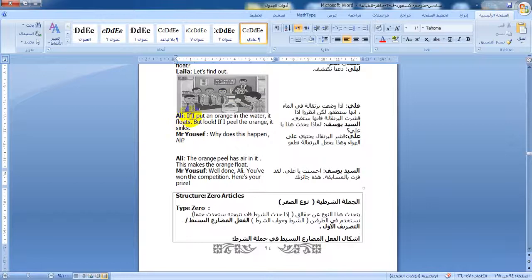Ali: If I put an orange in the water, it floats. But look, if I peel the orange, it sinks. Mr. Yusuf, why does this happen? Mr. Yusuf: The orange peel has air in it, which makes the orange float. Well done. Ali, you have won the competition. Here's your prize.